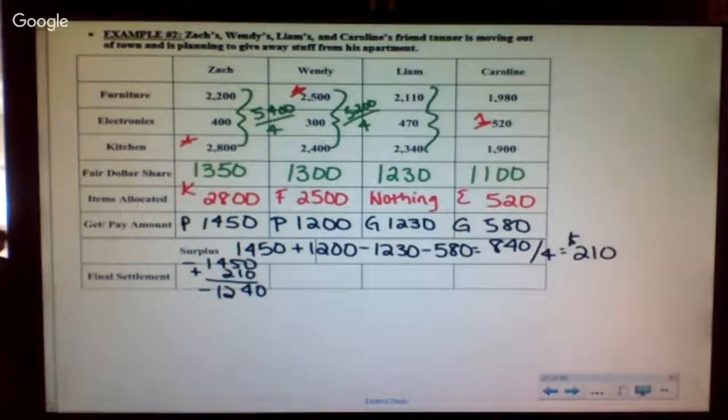Okay, Wendy. She paid, so she's lost, but she's gotten 210 of it back, so she's down $990. Liam's getting, so that means it's a positive going in, plus 210, so 1440. And finally, Caroline's getting 580 and the 210 on top of it.